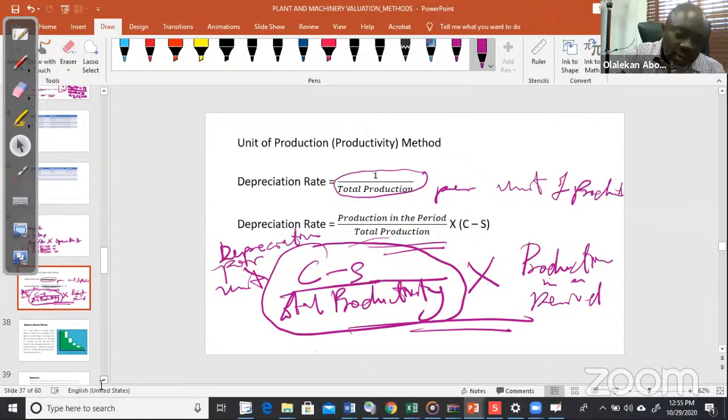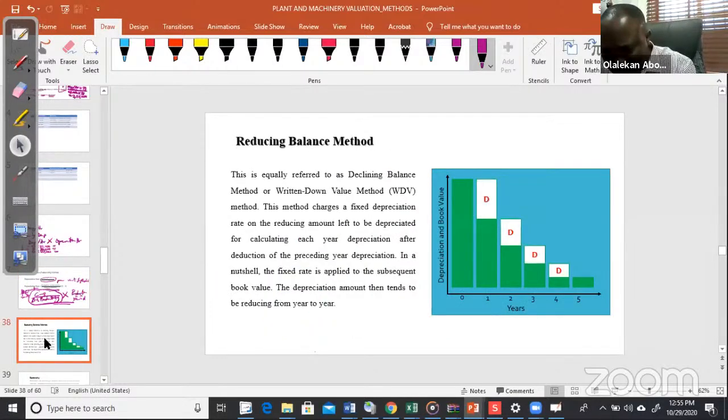So let's open it up, even though we cannot go far today. I think my time is fast spent. Under accelerated methods, we have the reducing balance method, we have the double reducing balance method, and we have the sum of years digits.